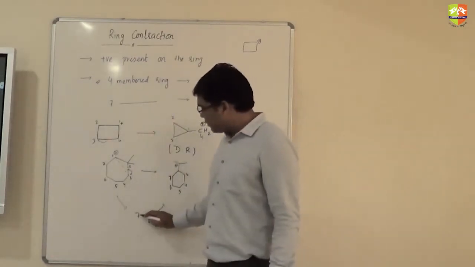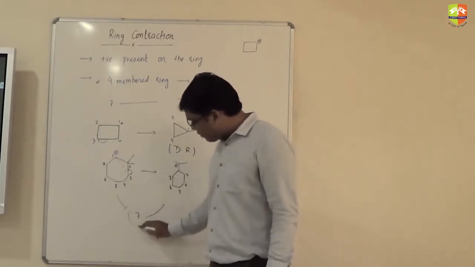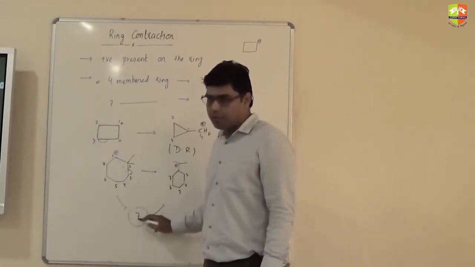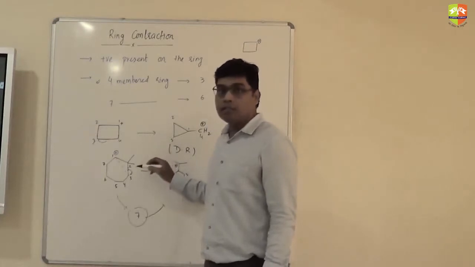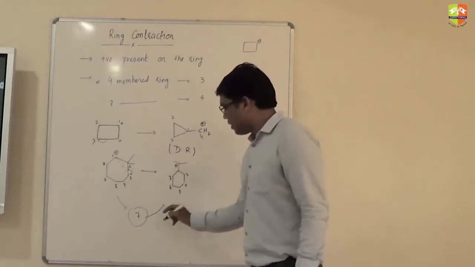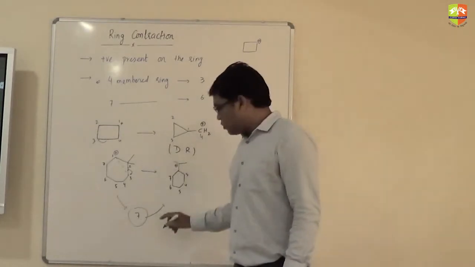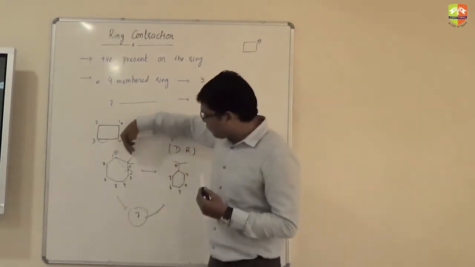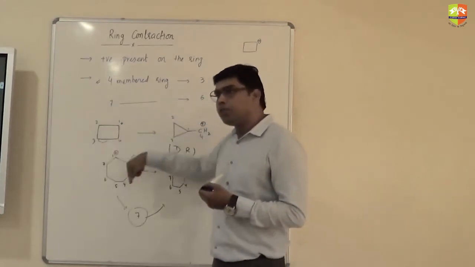But at this carbon, we still have the same angle strain because the ring is 7-membered. Right, it's not more stable. It's not more stable, so then what happens? You can draw another possibility also. Yes, this is not more stable than this. So when you do one thing, you shift one methyl here, and then you do the ring expansion.